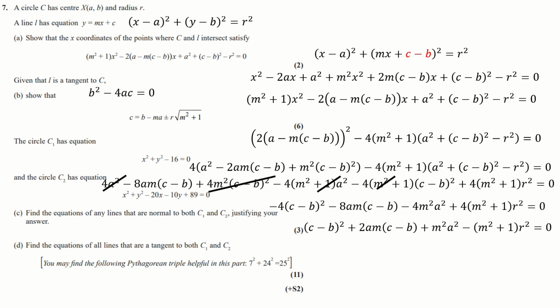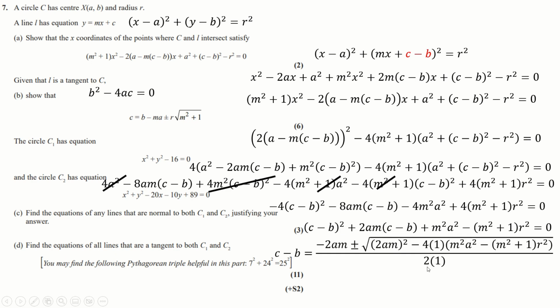And now, this is a quadratic. It's a quadratic in c minus b. I've made a couple of videos talking about this idea, but I can just bust out the quadratic formula here. Because there's a c minus b here, and a c minus b squared here, and nothing to do with c minus b here, I can just say c minus b equals the quadratic formula. Minus b here, where b is this bit here, because it's attached to the c minus b.